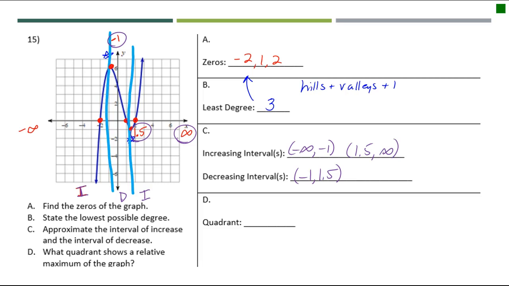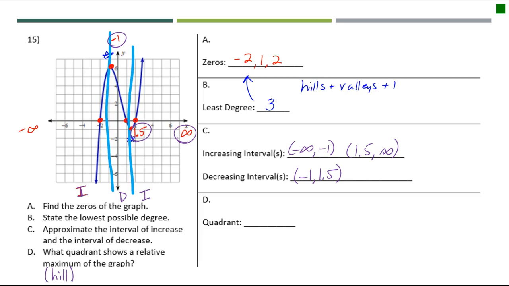Now the last thing, it says what quadrant shows a relative maximum of the graph. So I'm looking for not necessarily the highest point on the whole graph, but a hill. Okay, so when it says relative maximum, it's talking about a hill. If it said relative minimum, it would be looking for a valley.